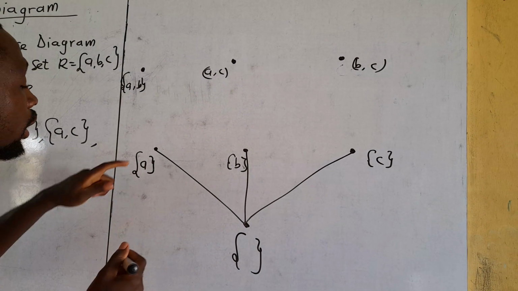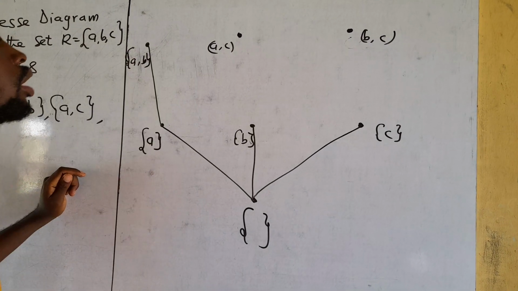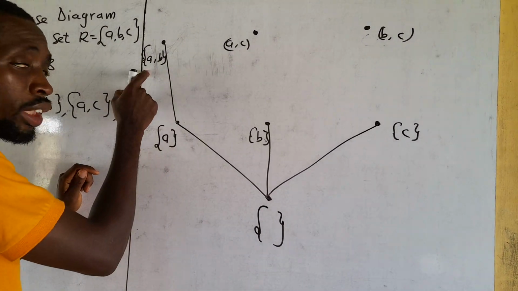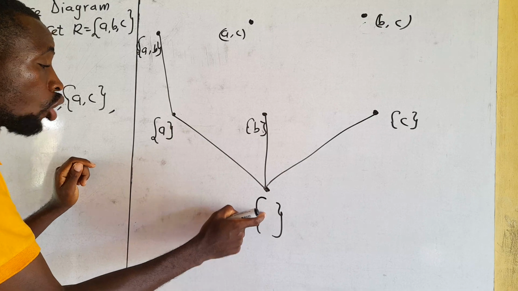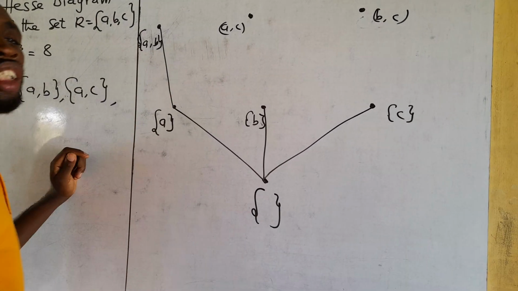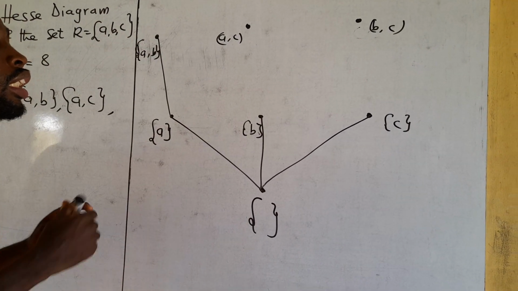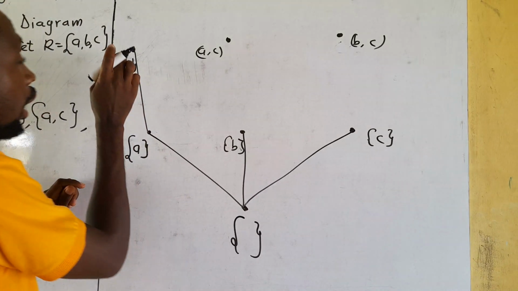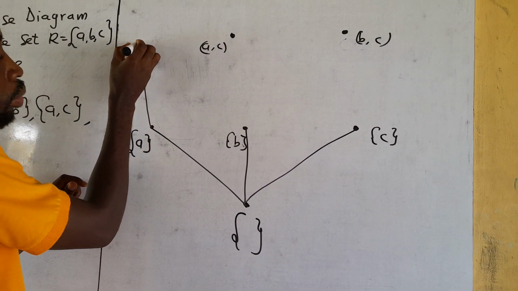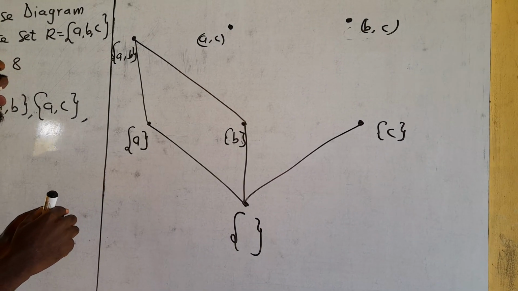So now look at it. Is A a subset of AB? Yes. A is a subset of AB. The empty set is also a subset, but since the empty set is already connected to A, and A is connected to that, there is no need drawing a line from the empty set to that set. Then, is B a subset of this set? Yes, B is a subset. So we draw a line from B to that set.